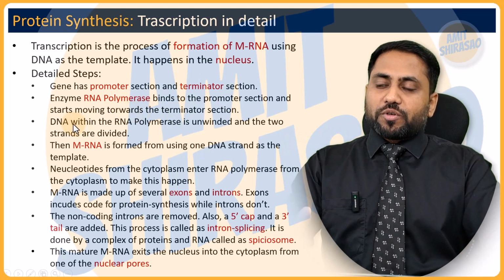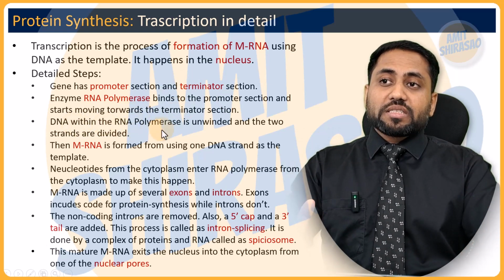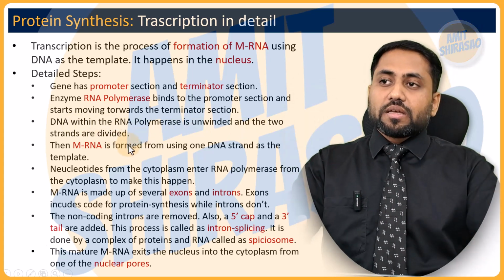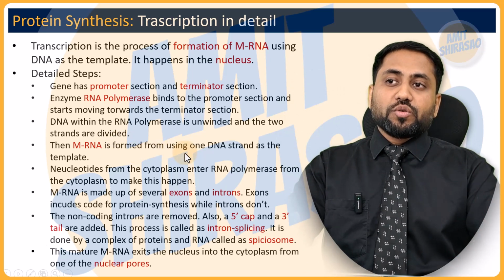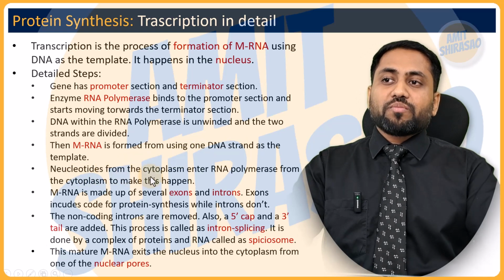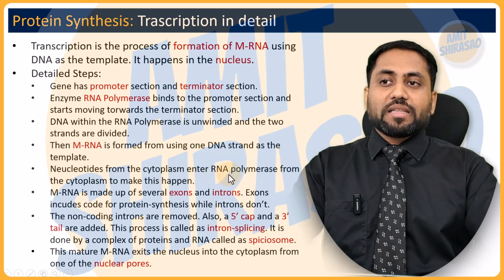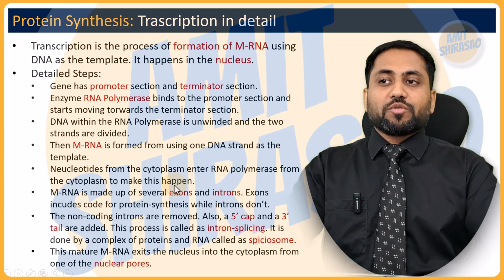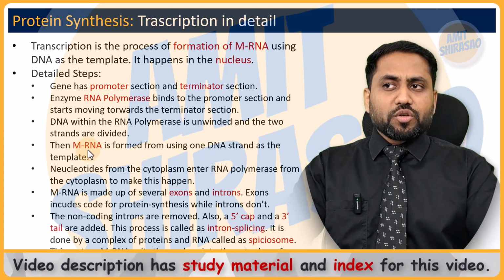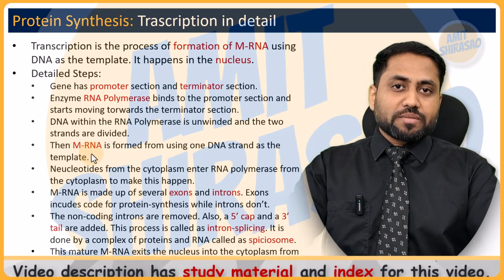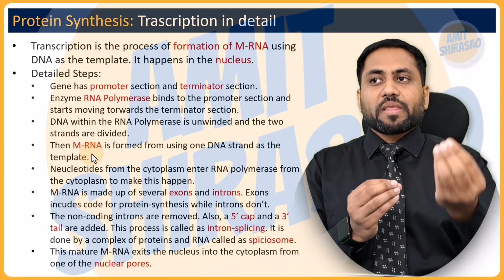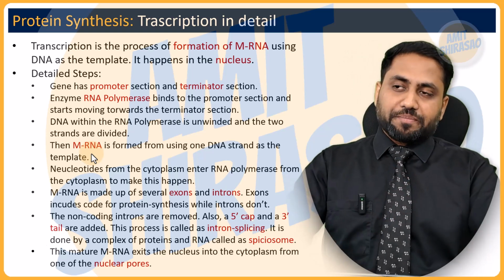RNA polymerase, you already know about it. DNA with the RNA polymerase is unwound and the 2 strands are divided. Yeah, we have seen this. The mRNA is formed using one DNA strand as the template. We have seen this. Nucleotides from the cytoplasm enter the RNA polymerase to make this happen. So how will this mRNA form? You require nitrogen bases, right? So those nitrogen bases will flow from the cytoplasm into the nucleus, and that's how you get it. Okay.